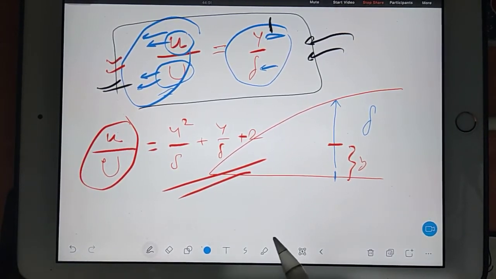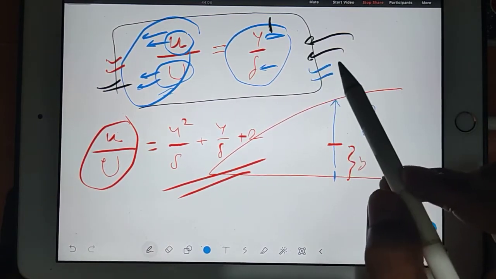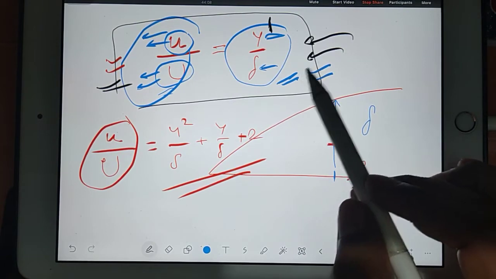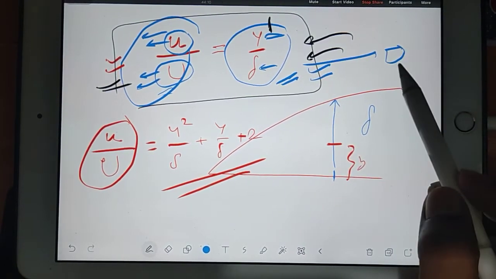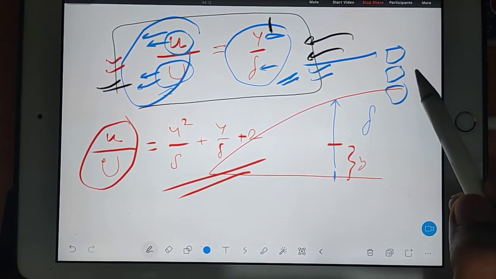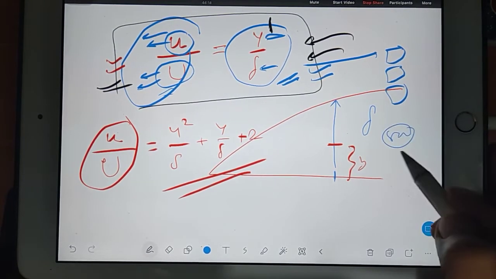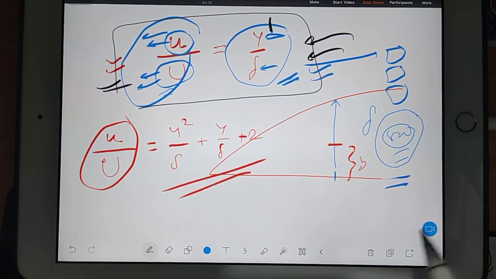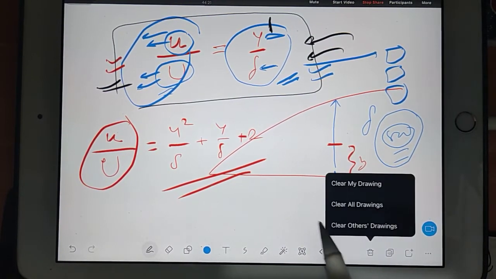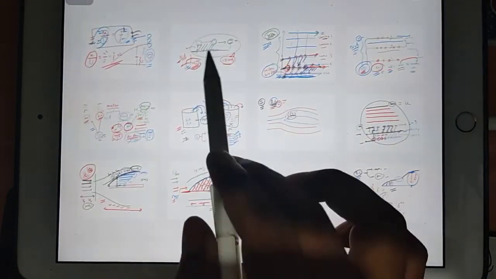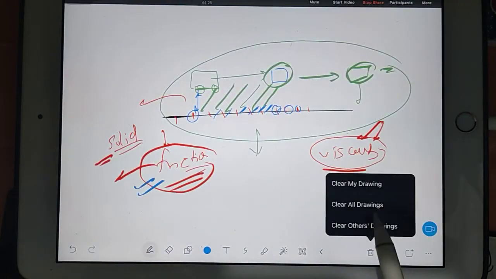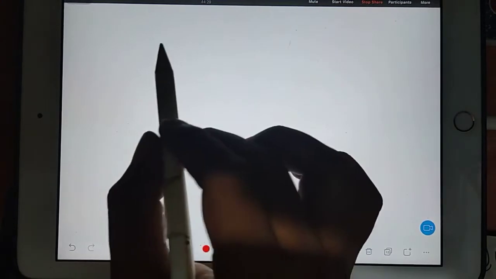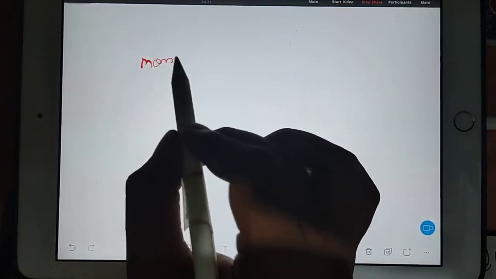Anyway, once you are clear with velocity profile, then you should know that if the velocity profile is known, then we can find out displacement thickness, momentum thickness, energy thickness. And there is something called shape factor. These things are technical terms, so no need to go into the technical part. Now see, let's understand momentum thickness. To understand momentum thickness, you should understand momentum first. What is momentum?